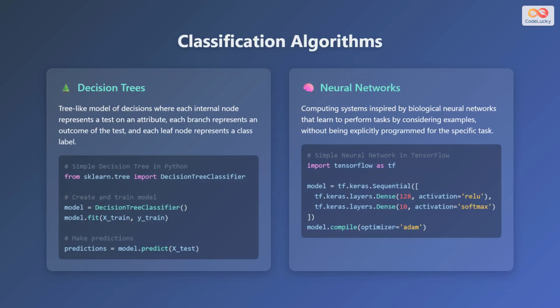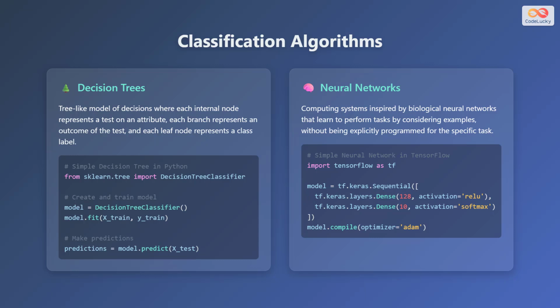Now let's dive deeper into classification algorithms. A popular one is decision trees. This is a tree-like model of decisions where each internal node represents a test on an attribute. Each branch represents an outcome of the test, and each leaf node represents a class label.